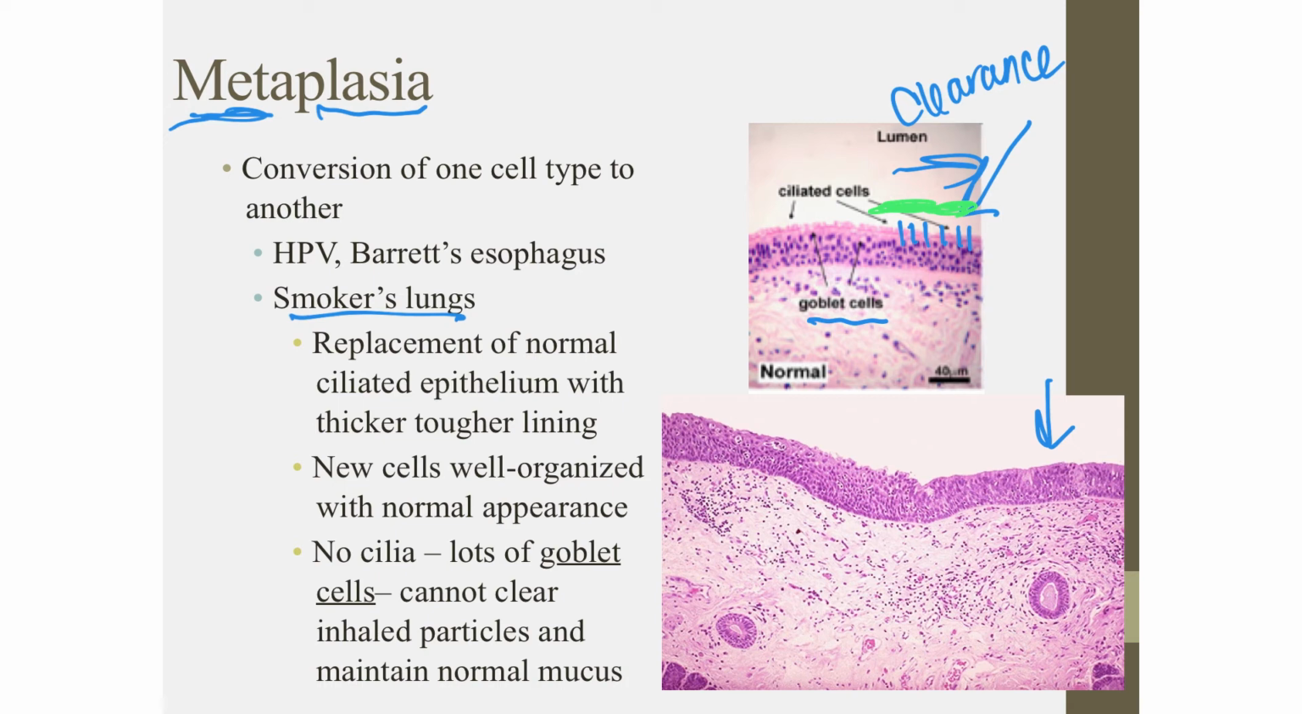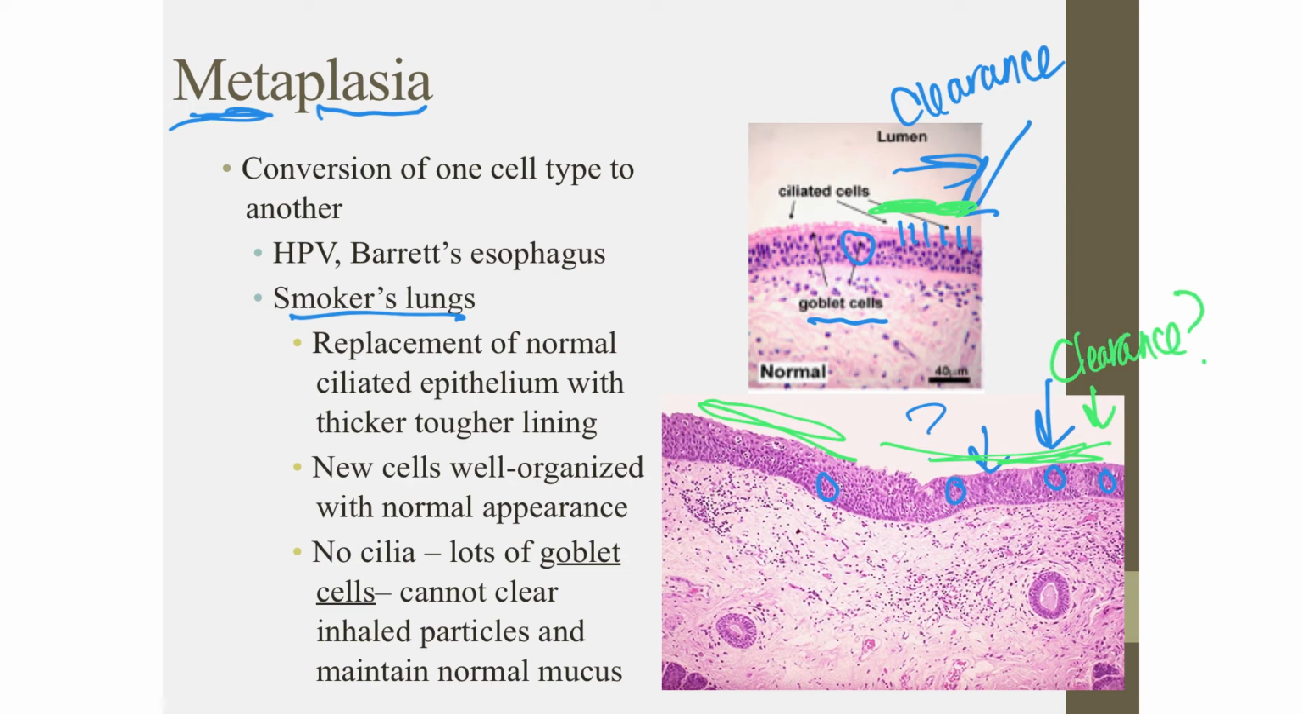What I want you to notice, first of all, is, where's the cilia? Well, it's not there, because in this type of metaplasia, what we see is an increase. So here we had our goblet cells, so we still have them here. So we see an increase in goblet cells, which means more mucus, right? So there's going to be more mucus. But now we have a loss of ciliated cells. So there's going to be an inability to engage in that clearance.